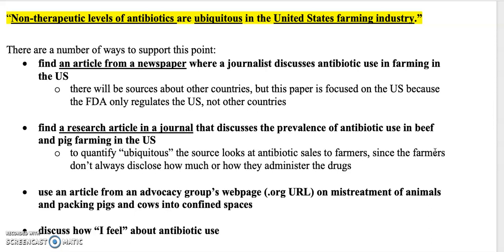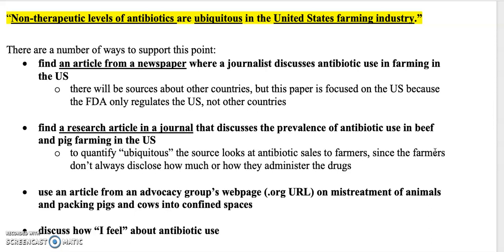I might find a research article in a journal to discuss the prevalence of antibiotic use in beef and pig farming in the U.S. Because I'm saying this is ubiquitous, that it's all over the place, but how do I quantify that? What do I begin to use to say it? Because it's hard to find that out. So maybe this research article quantifies ubiquitous by looking at the sales to farmers. Since the farmers don't always disclose how they use the antibiotics or how much they administer, this research article collects a bunch of research from other places, does maybe some survey results, a couple of other things, and they can find out what it means to have this widespread use.